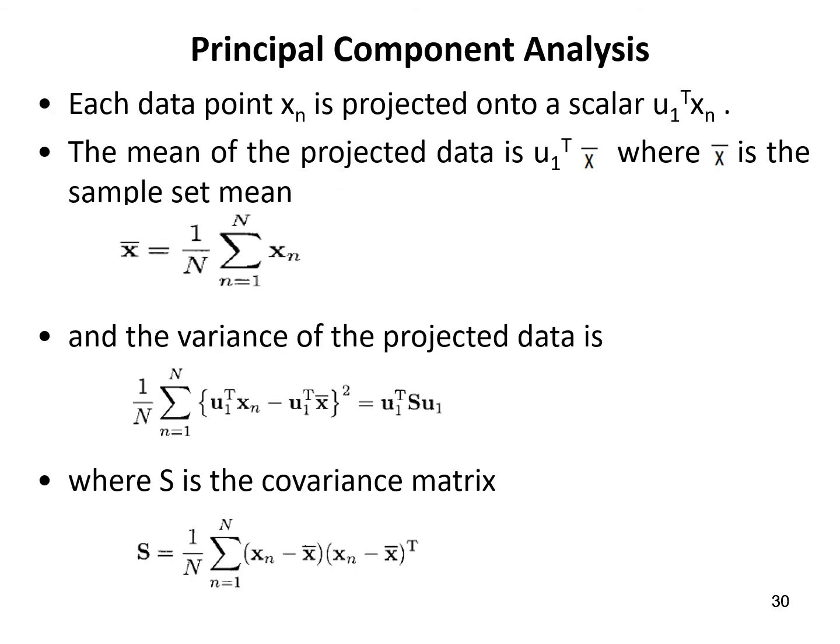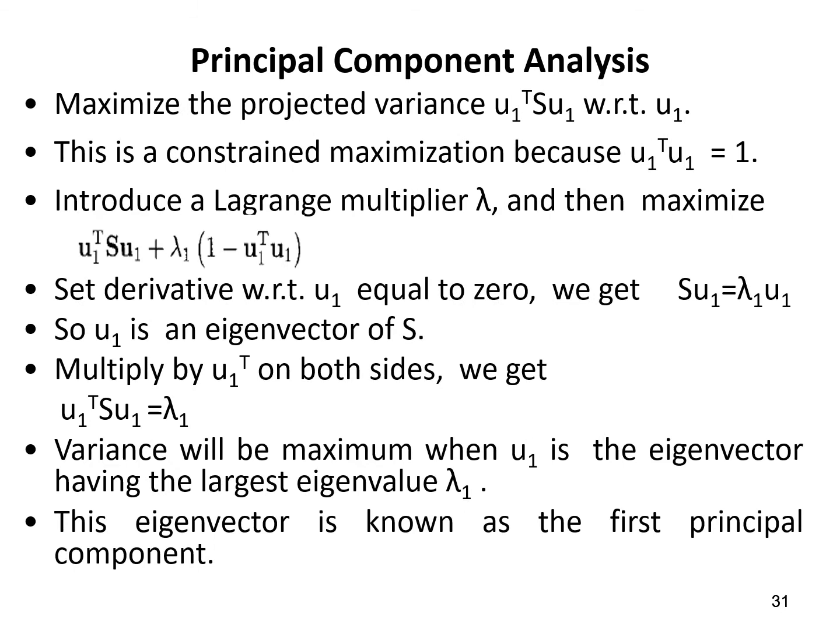Each data point xn is projected onto a scalar u1 transpose xn. The mean of the projected data is u1 transpose x bar, where x bar is the sample set mean, and the variance of the projected data is u1 transpose S u1, where S is the covariance matrix. Maximize the projected variance u1 transpose S u1 with respect to u1. This is a constrained maximization because u1 transpose u1 equals 1.